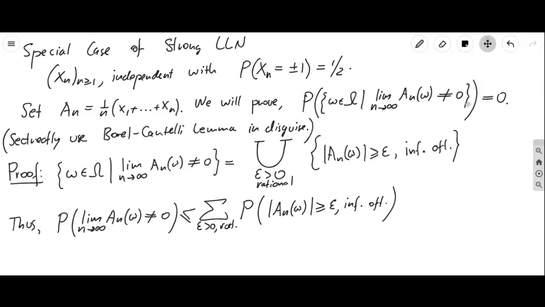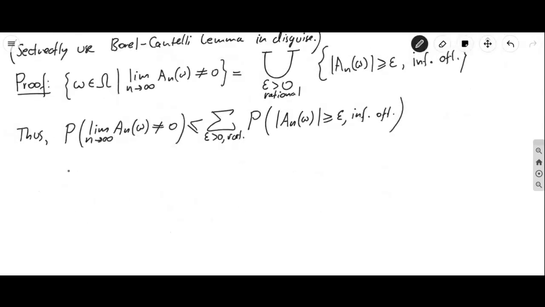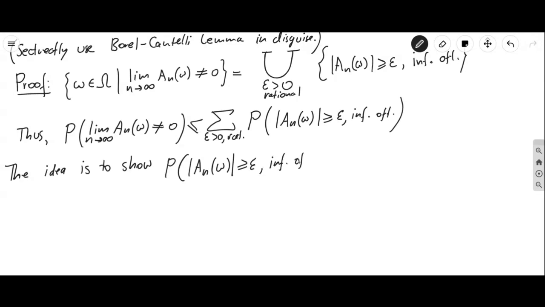Okay? And now the idea is really this. The idea is to show that the probability inside the sum, that this probability, is equal to 0. And then that would complete the proof, because then the probability of this event is less than or equal to 0, but it's not negative itself. So the conclusion is that the probability of that event is equal to 0. So that's what we have to show.